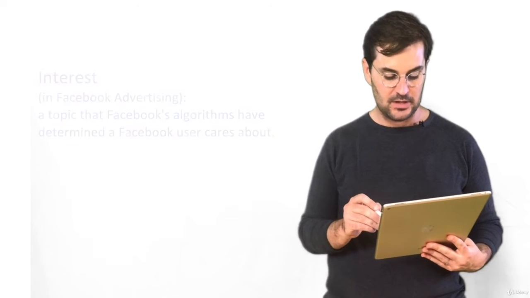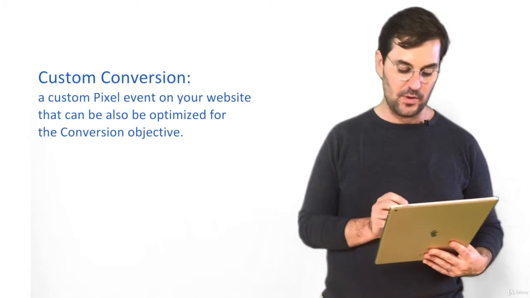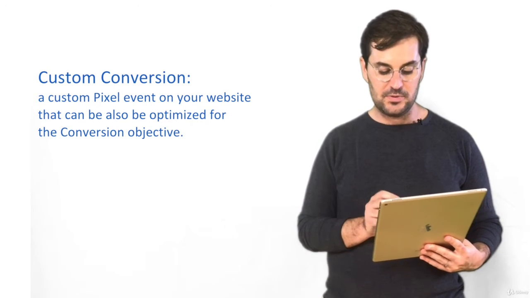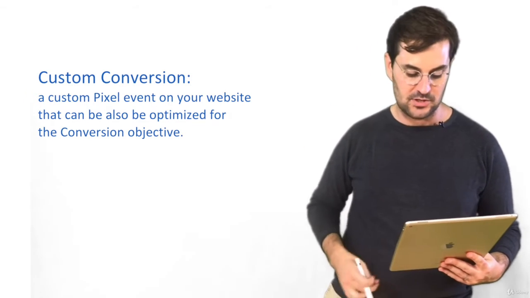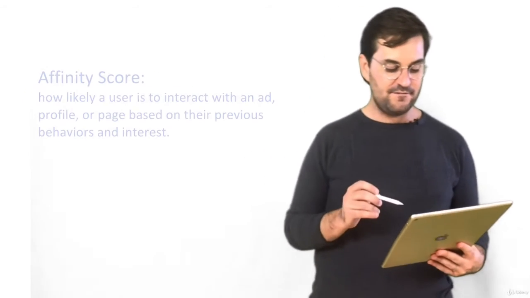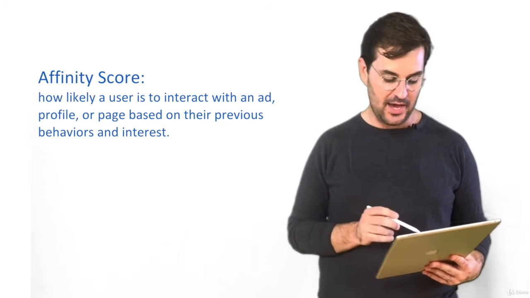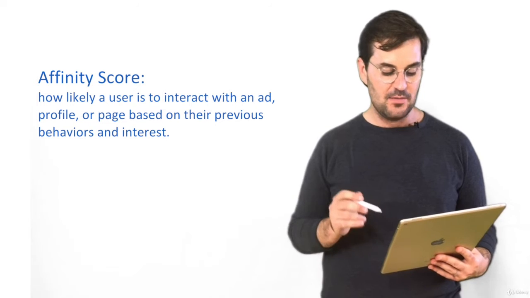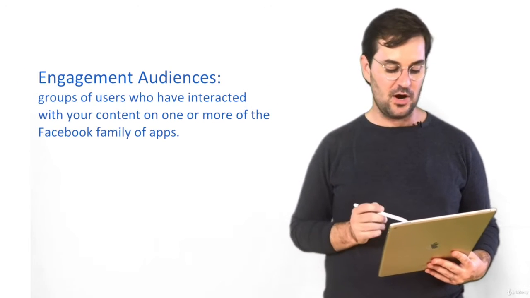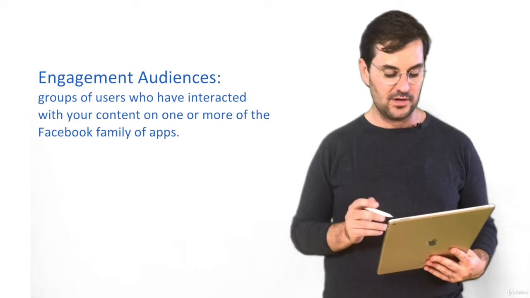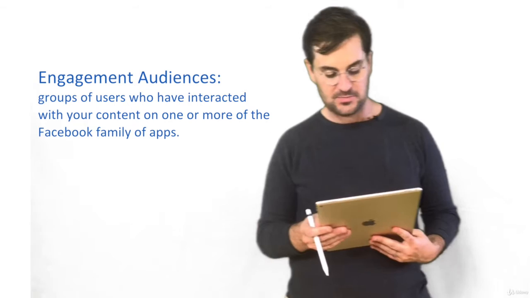An interest in Facebook advertising is a topic that Facebook's algorithms have determined a Facebook user cares about. A custom conversion is a custom pixel event on your website that can also be used to optimize with the conversion objective. An affinity score is how likely a user is to interact with an ad, profile, or page based on their previous behaviors and interests. Engagement audiences are groups of users who have interacted with your content on one or more of the Facebook family of apps.